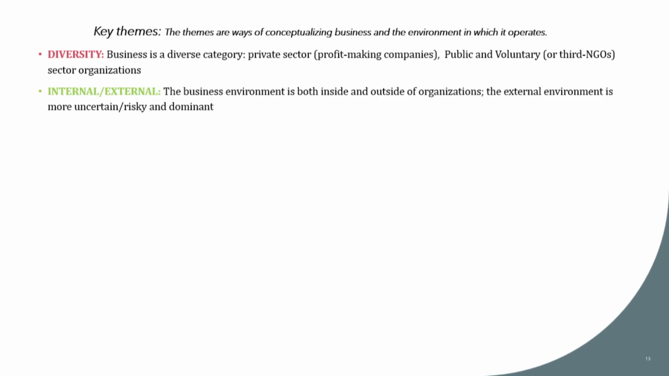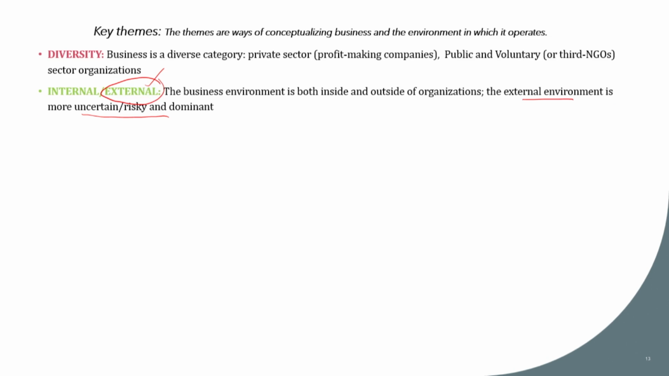Then there is internal and external. By now you are already familiar that the business environment is both inside and outside the organization. So you know that the external environment is more uncertain and risky, and these are more dominant. So in our discussion in this course, most of our discussion will be focused on the external environment, because these are the business environment that firms face.